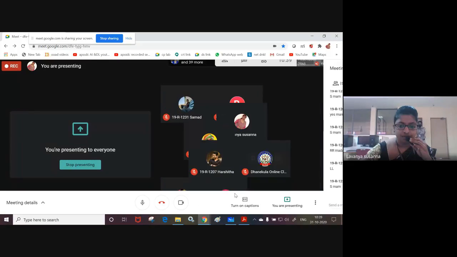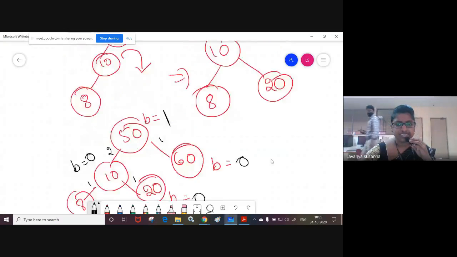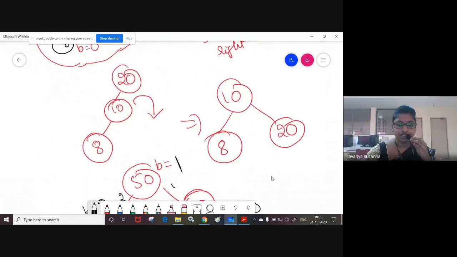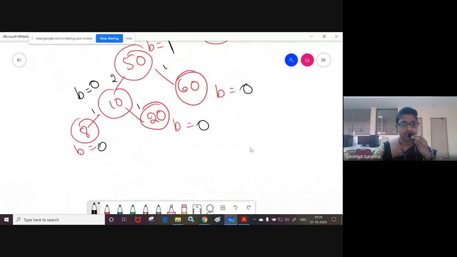Okay, now what's the next element? See, 8 is completed, right? Next, 15 needs to be inserted. Let us insert 15 into this result entry. Take this result entry. For this result entry, insert 15.